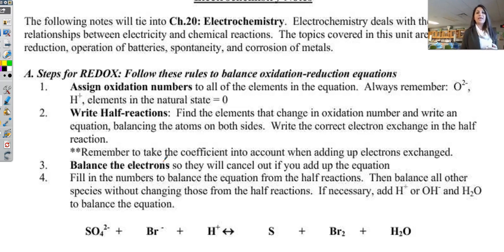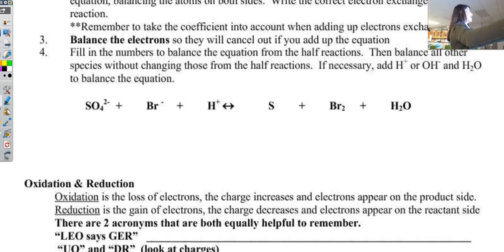So you're going to balance your electrons, and then once you have that set, you're going to fill all of your coefficients right into your reaction and balance anything else. Usually if it's an acidic solution, you're going to have a hydrogen ion and water. If it's in a basic solution, it's going to be hydroxide and water. Okay, so let's get started. Let's take a look here and let's figure this out.